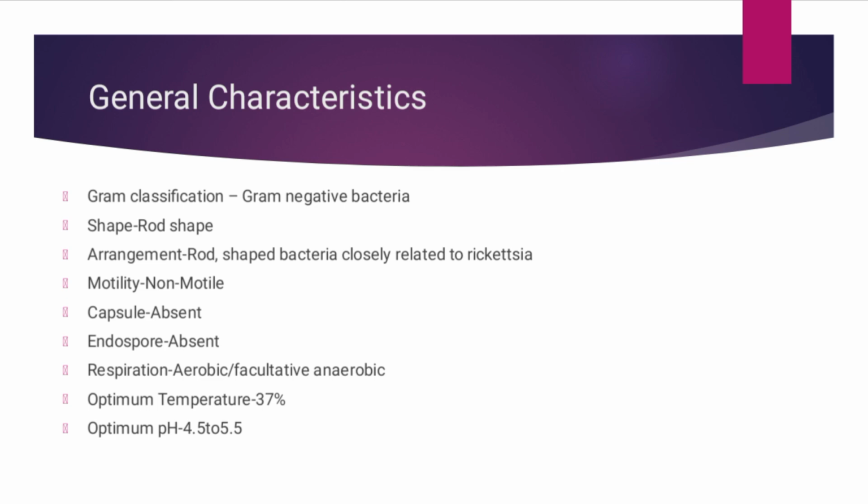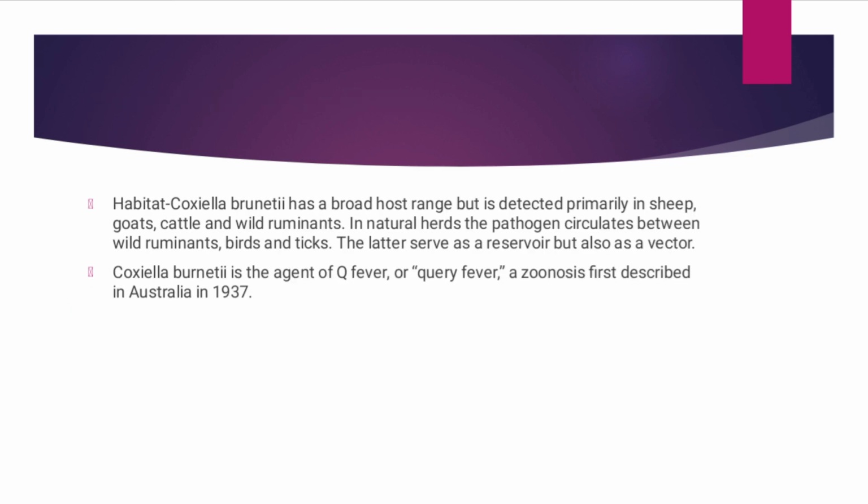Optimum temperature 37 degrees Celsius. Optimum pH 4.5 to 5.5. Habitat: Coxiella burnetii is first identified in pathogens of sheep, goats, and cows, and wild animals and some birds. Coxiella burnetii is the agent of Q fever. Zoonosis: zoonosis is an animal to human transmitted pathogenic disease. First described in Australia in 1937.